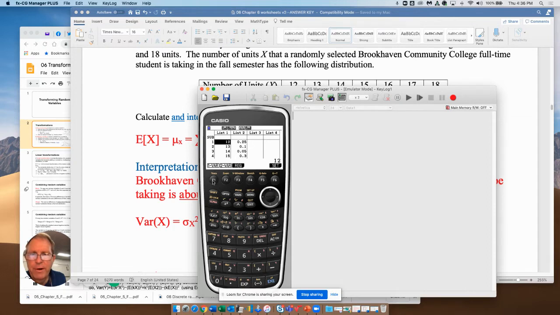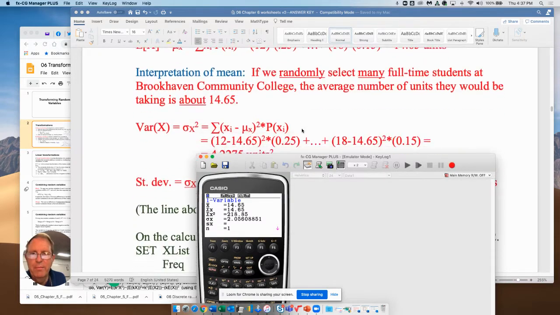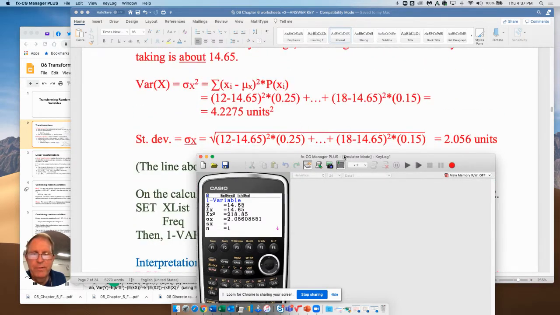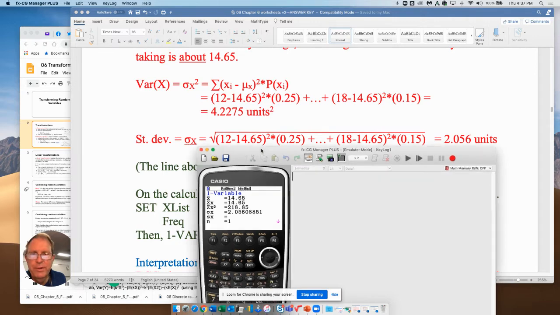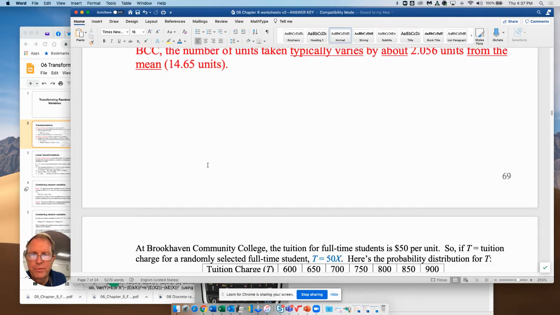and now I can press F1 for my 1-var, and I can see, yeah, there's my x bar, my mean of 14.65, and my standard deviation of 2.056, and that should match pretty nicely with my x bar of 14.65 and my standard deviation of 2.056. So that's how you should do it on the calculator. I'm going to come back here and we're going to continue forward.